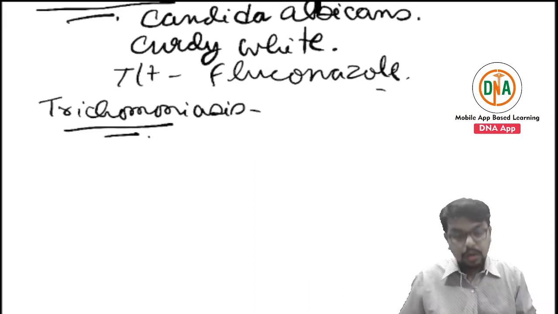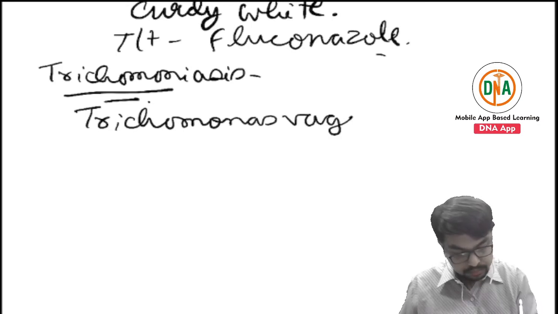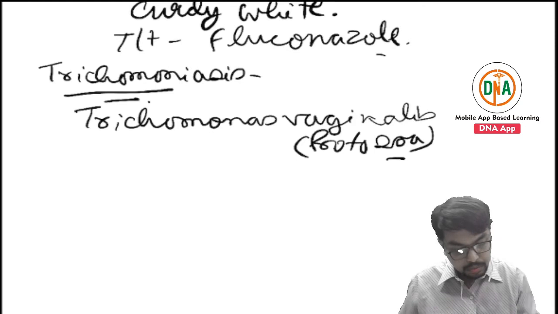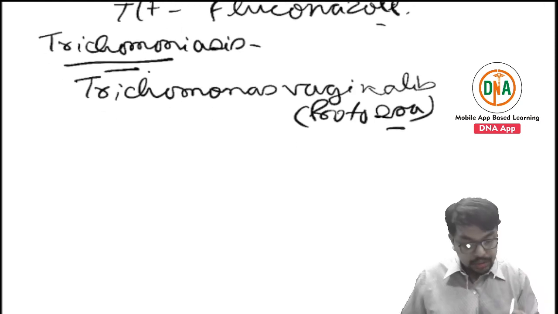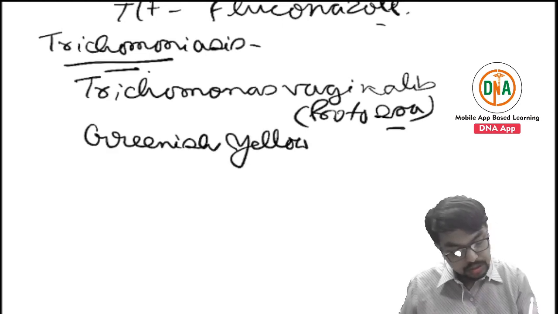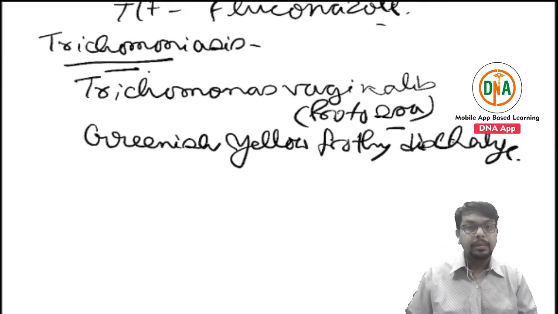Next is trichomoniasis. Okay, what is the causative organism? The causative organism is Trichomonas vaginalis. This is a protozoa. Okay, the discharge we get is greenish yellow in color, and it is frothy. Greenish yellow frothy discharge we get in case of trichomoniasis.